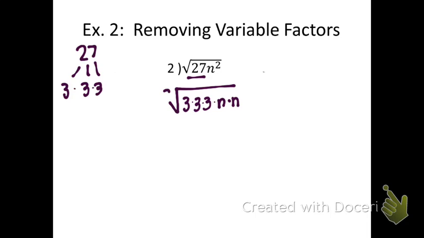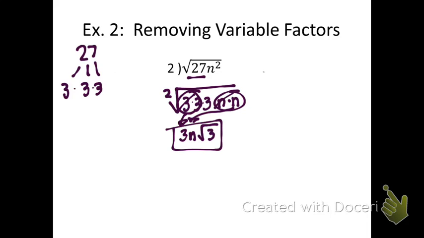Our root is 2, our index is 2, so we pair up our numbers in groups of 2. Cross out one of them, so one of the 3's will make it out. The last 3 doesn't make it out, and an n makes it out. But then we have a 3 that does not make it out, so it's going to be 3n rad 3. That's your answer. Okay, continuing on here.